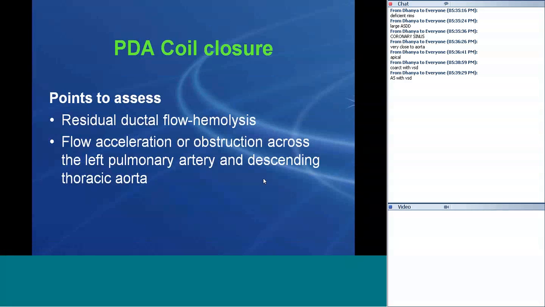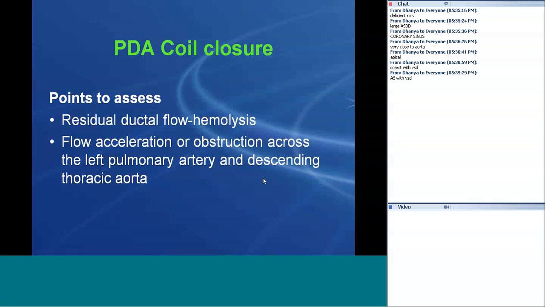Okay. So PDA coil closure: again residual ductal flow and hemolysis. This is again very important because if you have residual PDA, they are very highly prone to cause hemolysis, and we really need to manage these patients. And if the hemolysis continues, we need to take these patients back to the cath lab and close them with another coil. I mean, you have to get rid of the residual shunt. Then flow acceleration or obstruction across the left pulmonary artery and descending thoracic aorta.